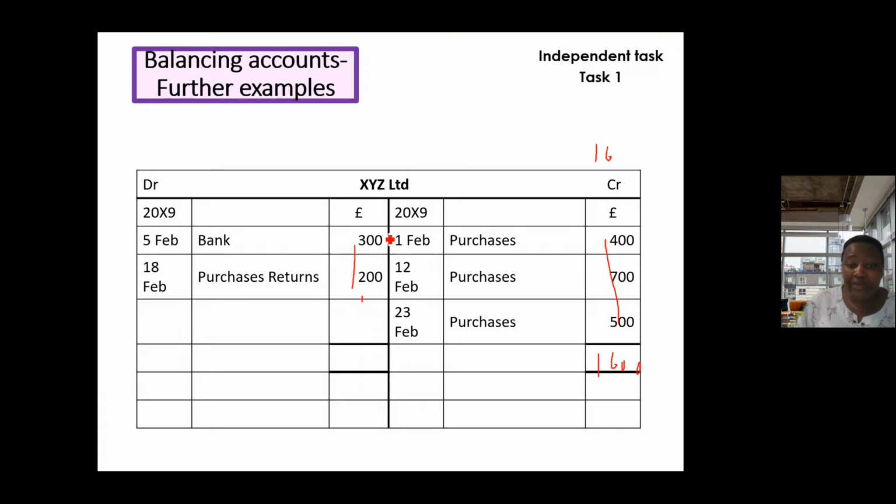Okay, so we have 1,600. Here we have 500. So it means that the balance here is 1,100. We have 1,600 here, so we have here 1,100. And this becomes our balance carried down. And then here we'll say our balance brought down, which will become 1,100. And I hope this is clear.